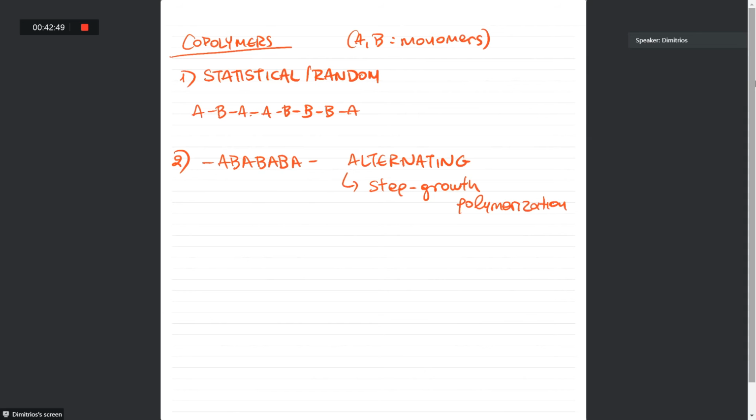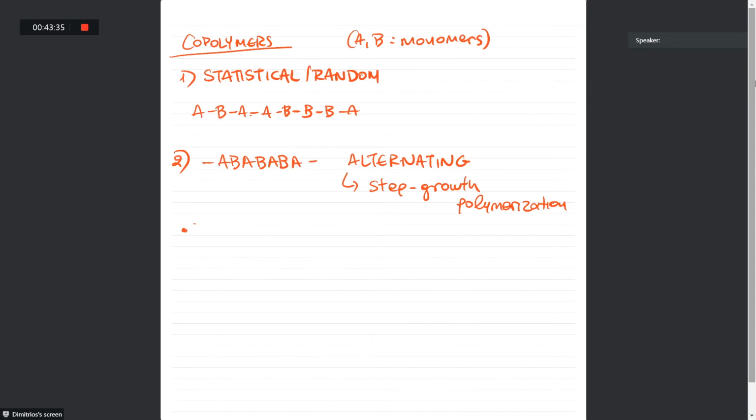Usually, these alternating copolymers are easier to make when a chain with an A group is more reactive towards the B monomer. Okay, let me write this down. Okay.